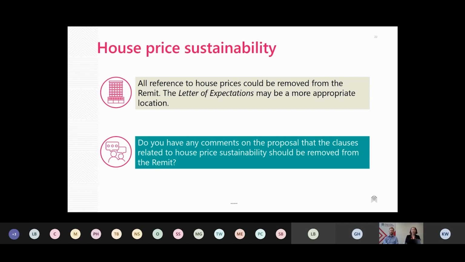House prices are definitely an important issue for the Reserve Bank, and they'll definitely be something we need to continue to analyse. But there are other ways that we could achieve the same outcome, such as moving the request to the letter of expectations from the minister that they send to the Reserve Bank, which would keep the remit really focused on guiding decision making for the committee.